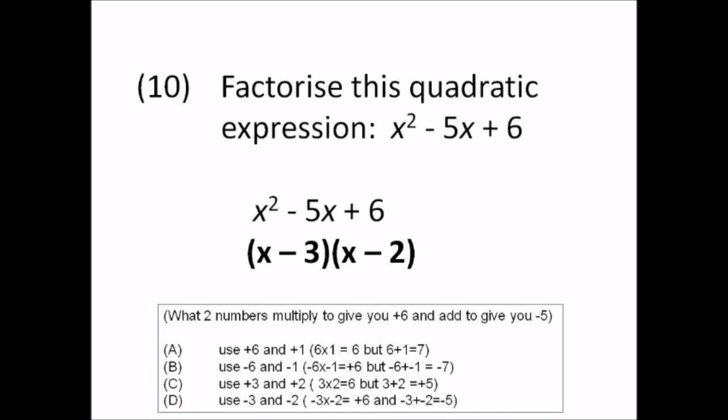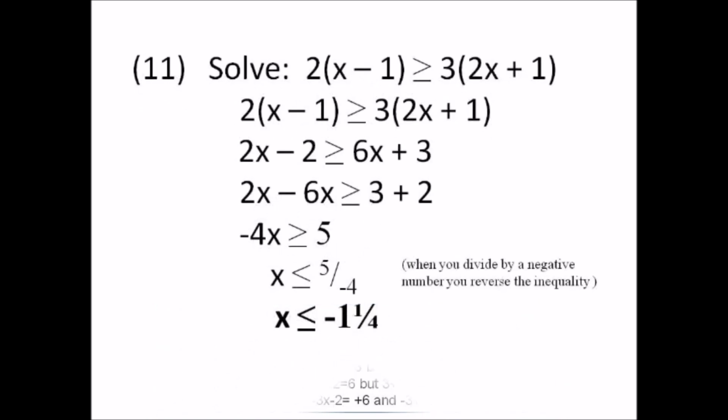Because negative 3 times negative 2 is positive 6, and negative 3 plus negative 2 is negative 5. They have to add to give you negative 5. So it has to be x minus 3, x minus 2. Not 6 and 1.